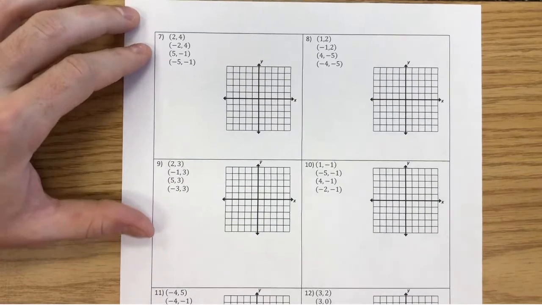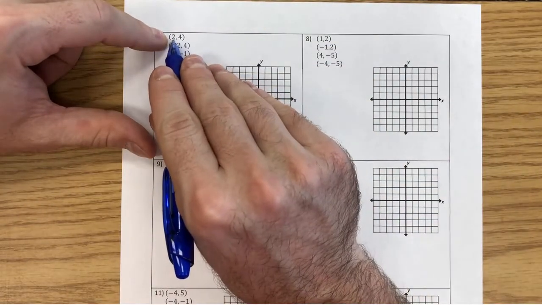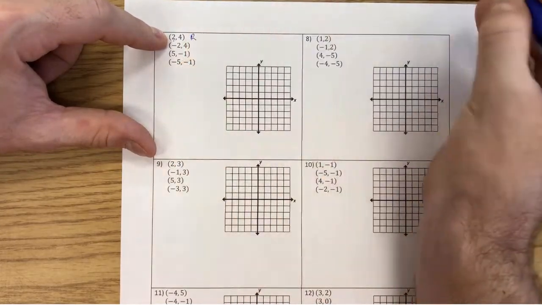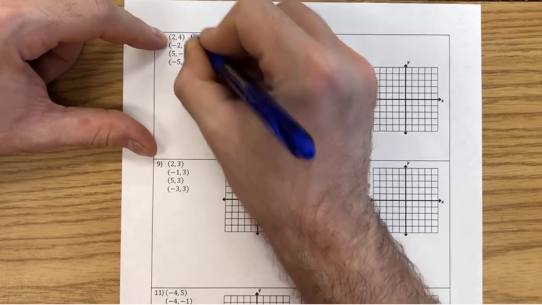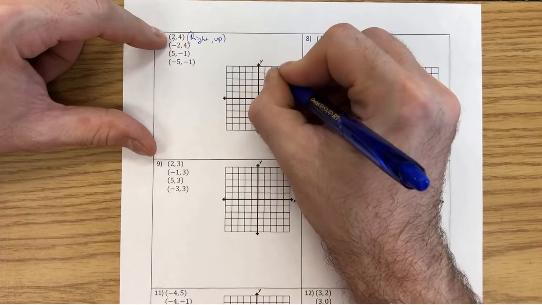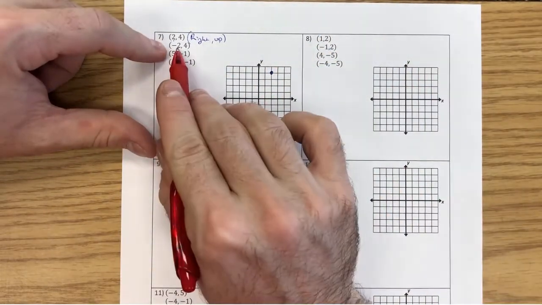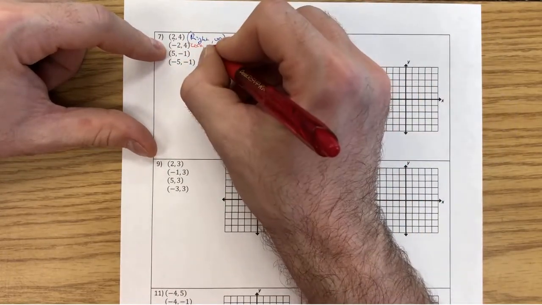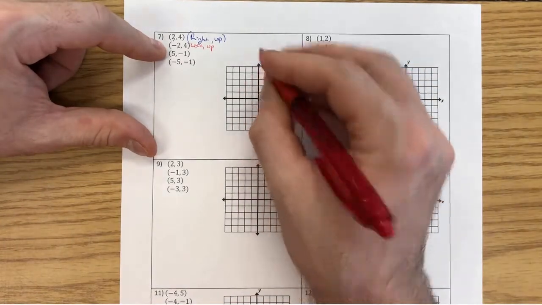Okay, so let's see how we're doing. My (2, 4): remember, the 2 is telling me left or right, the 4 is telling me up or down. So here I'm moving to the right, and then I'm moving up. So I'm going to go right 2, up 4. My second number, that first number is negative, so I'm moving to the left. The 4 is still positive, so I'm moving left and then up. So left 2, up 4.